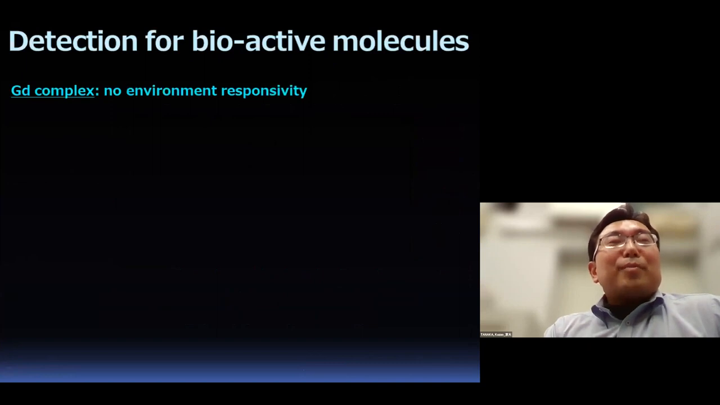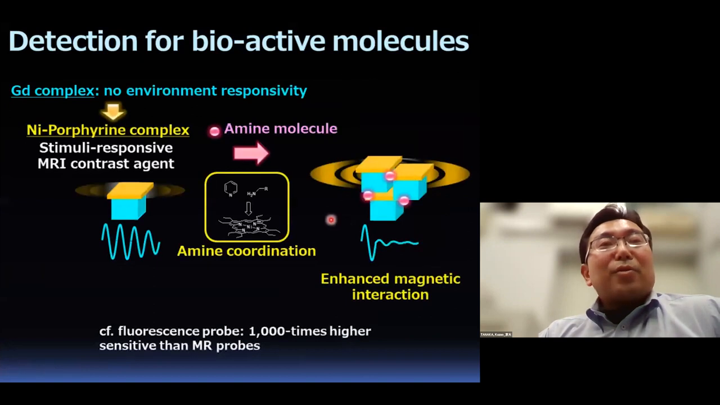Next, by changing the type of complex, we aimed to add stimulus responsivity. It is known that nickel complex can make a bond in the presence of several amines. Based on this reaction, we designed a stimulus-responsive MRI contrast agent, and we obtained a similar complex.